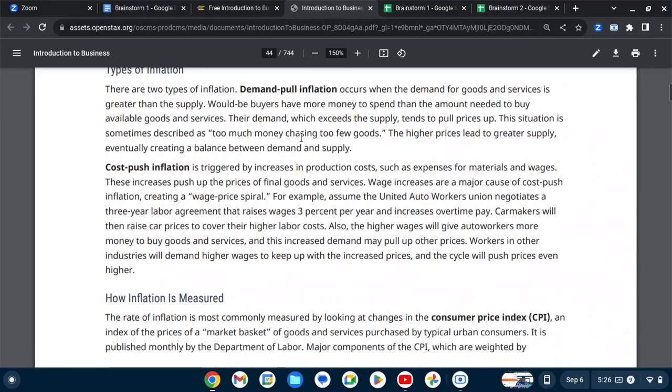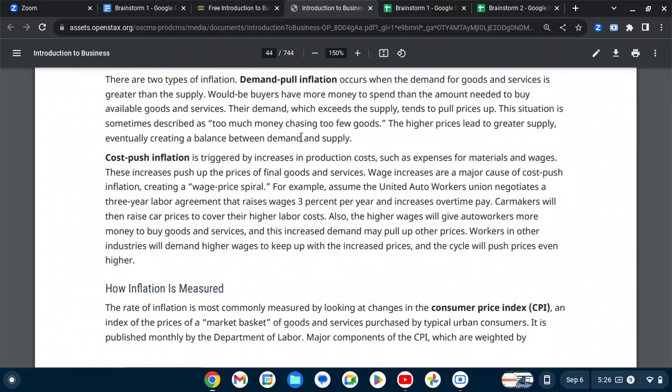Types of inflation. There are two types of inflation. Demand-pull inflation occurs when the demand for goods and services is greater than the supply. Would-be buyers would have more money to spend than the amount needed to buy available goods and services. Their demand, which exceeds the supply, tends to pull prices up. This situation is sometimes described as too much money chasing too few goods. The higher prices lead to greater supply, eventually creating a balance between demand and supply.